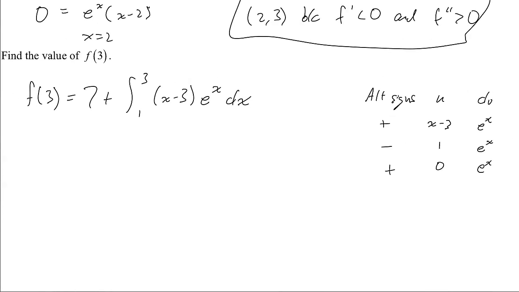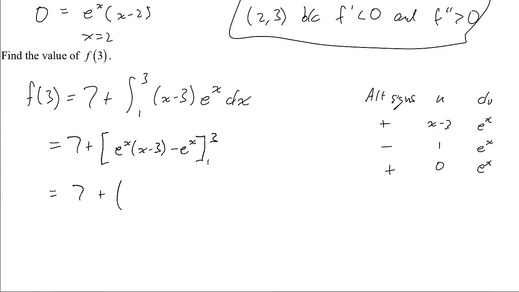All right, so this is going to be 7 plus uv, so x minus 3 times e to the x, and then minus e to the x, evaluated from 1 to 3. Please do pay attention to notation for all of this stuff. You lose points on bad notation, so don't lose points on bad notation if you know what you're doing.